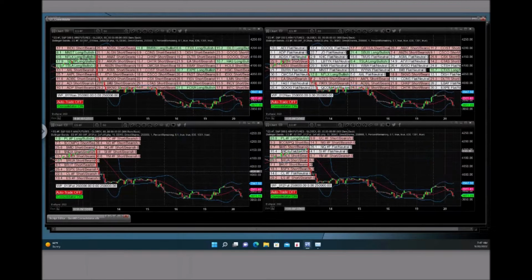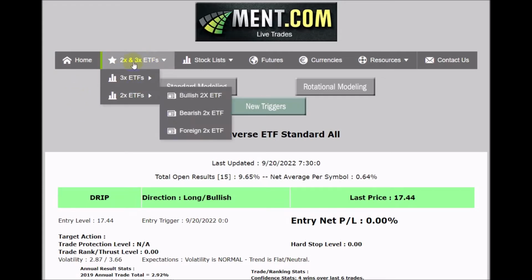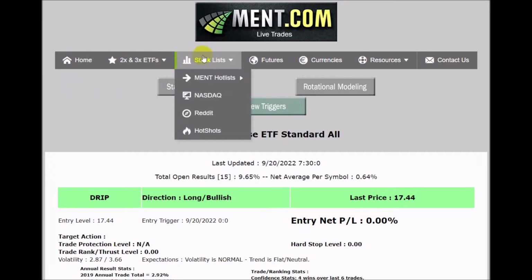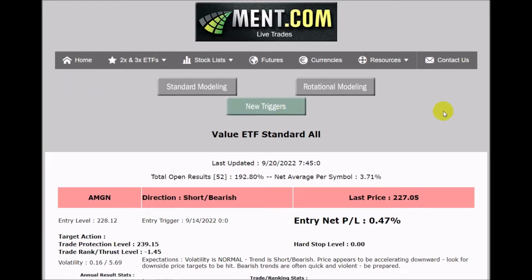Now, the actual website got changed last night. We have new menus. I've consolidated the 2X and 3X ETFs into separate menus. I've added new stock lists here. You still have NASDAQ, you still have hot shots, but now you have the core, inverse, core, and value stocks. Take a look at value stocks here.